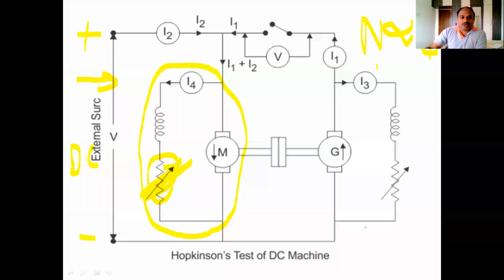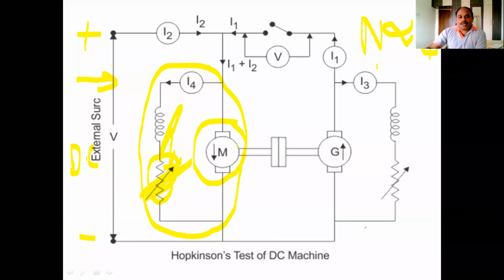We vary the field current through this circuit. Flux varies, which means the speed also varies. In that manner, the speed of the motor is adjusted up to rated speed. That means the motor field rheostat is varied to make the motor run at rated speed.